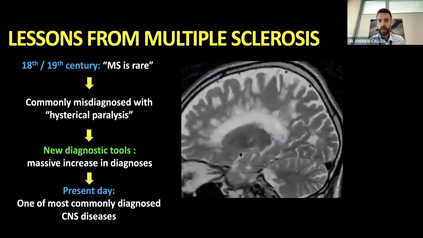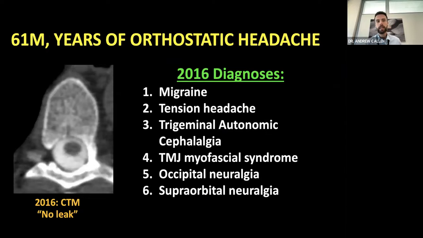But it wasn't until there were new diagnostic tools that we were able to accurately diagnose these patients with this disease, and that led to a massive increase in diagnoses. And in the present day, this is one of the most commonly diagnosed diseases that we see in radiology. We're reading these MS follow-ups all the time. We take it for granted how easy it is to make this diagnosis. The same can be said for many of our patients who have been living in the transitionary period of the revolutionary diagnostic test that we have for SIH.